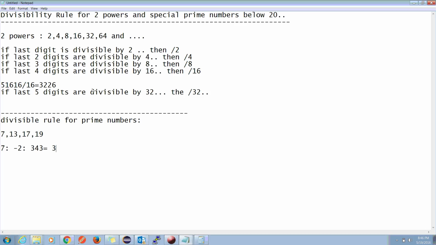Here the last digit is 3. 3 into 2 minus 34, minus 34 equal to 28. 28 is actually divisible by 7. So it is divisible by 7. So the divisibility rule for 13. You have to remember +4 here.